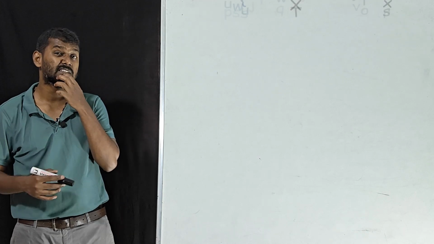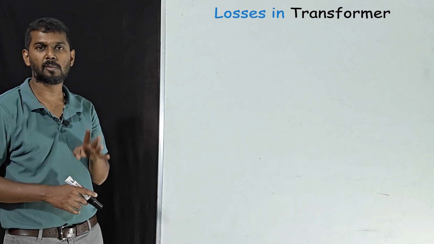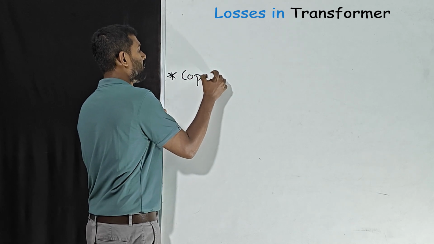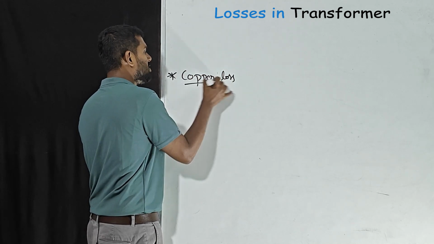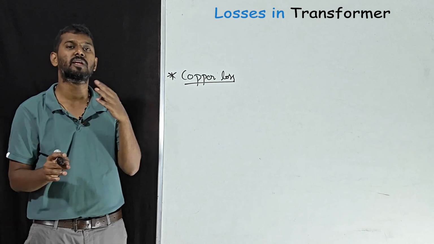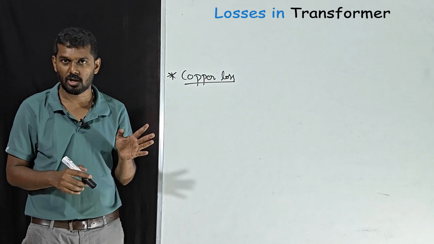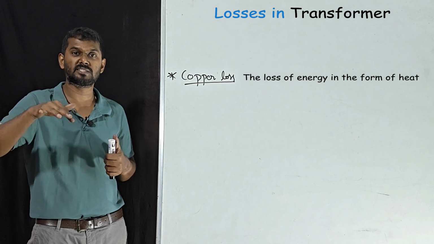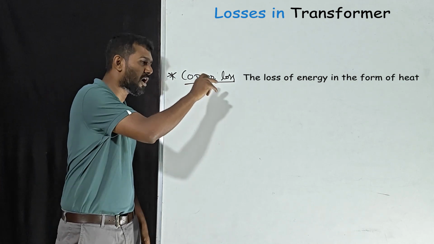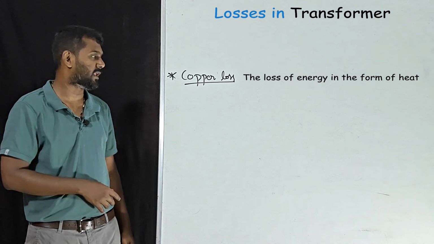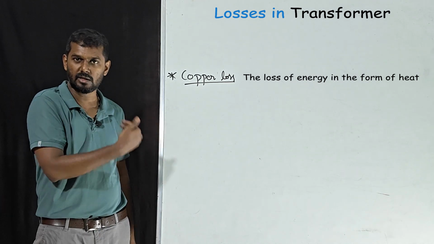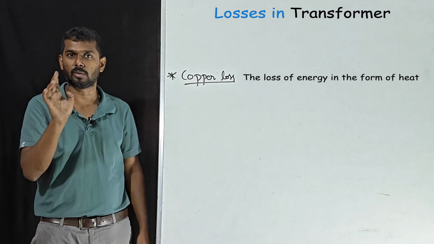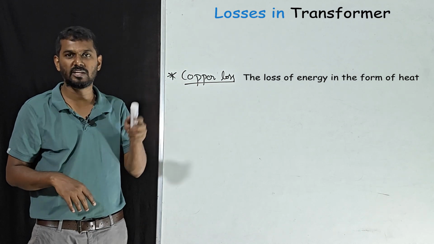Now we'll talk about losses in transformers. So there are three types of losses. First one, copper loss. Copper loss, it is not a loss of copper, it is something different. When it comes to copper loss, it is the loss of energy in the form of heat. If the energy is lost in the form of heat, that is called copper loss. Then how to minimize it? In all the three different losses, how to minimize them is very much important. Definition is not important. Only for the copper loss, definition is given.